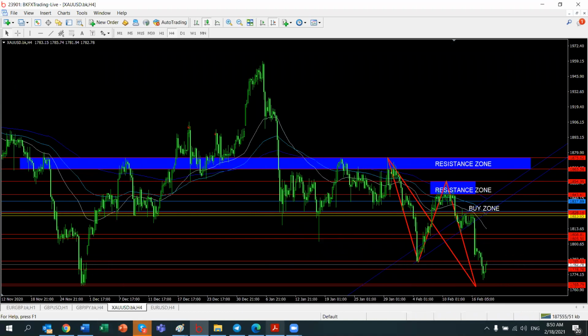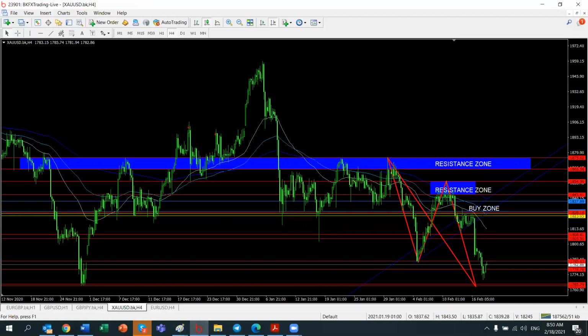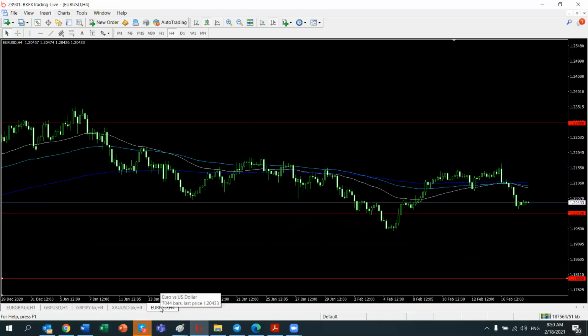So let's get back a little bit to the options expiry again, so that I can share these prices with you. Let's look into Euro USD. You want to look at the chart that I have mentioned. So we go back to Euro USD right there.